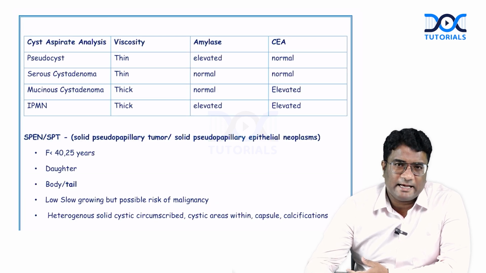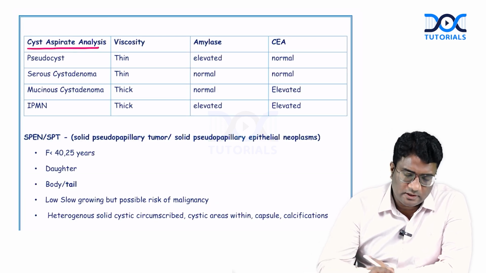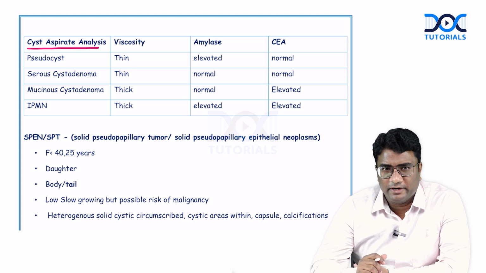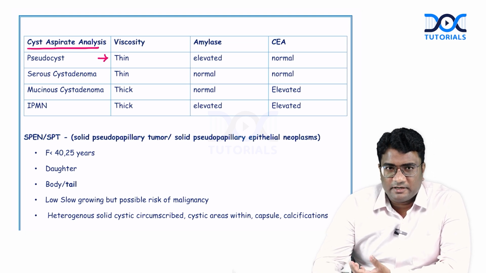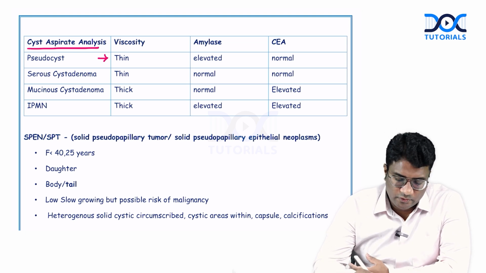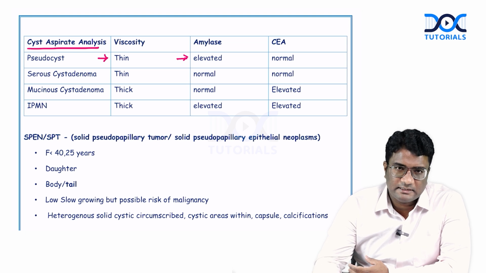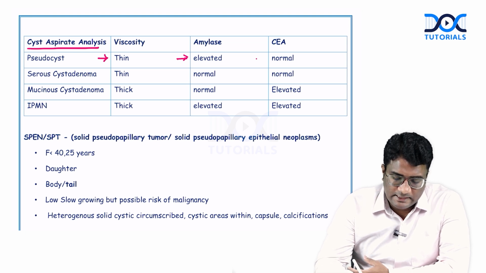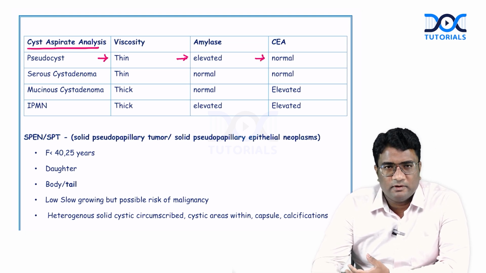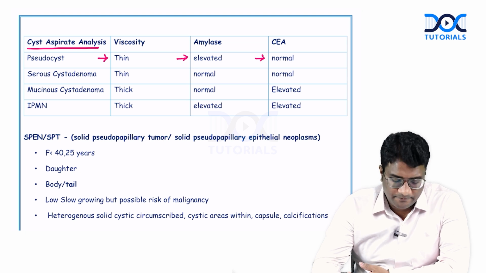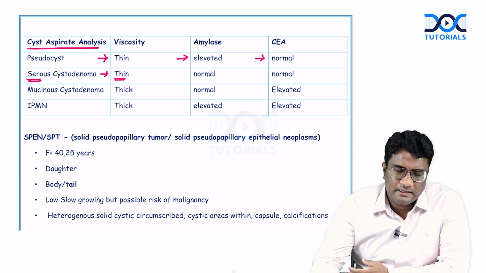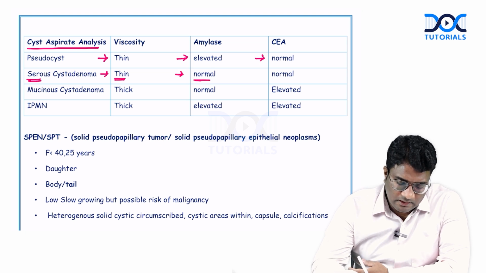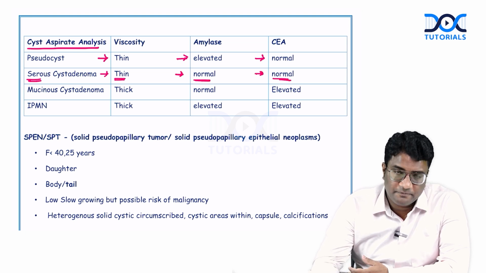And if you look at the cyst aspirate that you have collected with endoscopic ultrasound, and you analyze it, obviously in pseudocyst there is a lot of amylase and lipase elevated because it develops after pancreatitis. You will see elevated amylase levels. The viscosity is thin and the CA levels, the carcinoembryonic antigen levels, will be normal. There is no risk of cancer here. Serous cystadenoma is a serous fluid, so thin viscosity will be there, but the amylase levels will be normal and the CA levels will be normal.